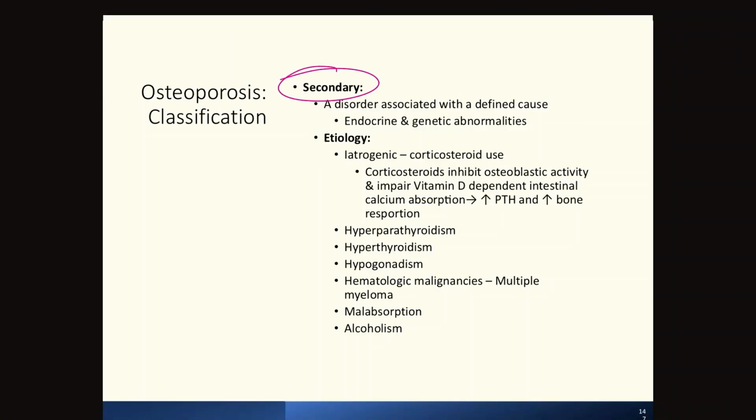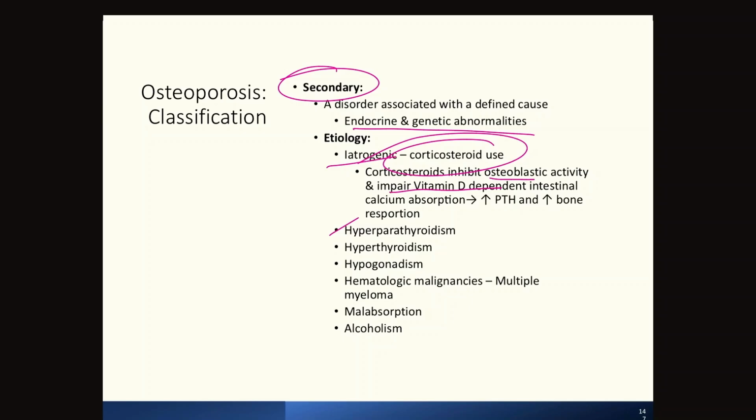Secondary causes of osteoporosis are usually due to an underlying endocrine or genetic problem. Iatrogenic, here's your corticosteroid use. This is a secondary cause. They don't have osteoporosis because of estrogen problems or age. Their osteoporosis is due to the medicine I'm giving them. So it's a secondary osteoporosis due to rheumatoid arthritis, as an example. Corticosteroids inhibit osteoblast activity and impair vitamin D, so therefore it's going to have a problem with calcium.